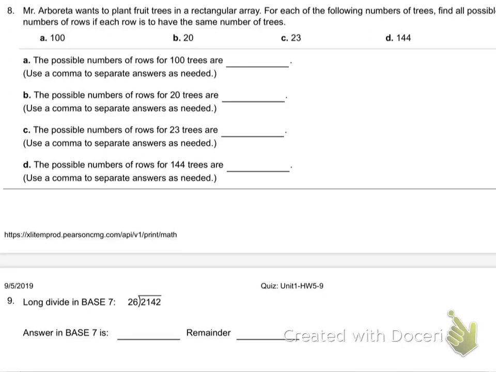Okay, so here's number 8, the Mr. Arborita thing again. Basically, they're asking us, find all the numbers that go into 100. So remember how this works? We take the 100, and we say, what multiplies? We're going to start with 1. 1 times 100. 2 times 50. 3 doesn't work. Use your calculator. Just 100 divided by 3 doesn't work.